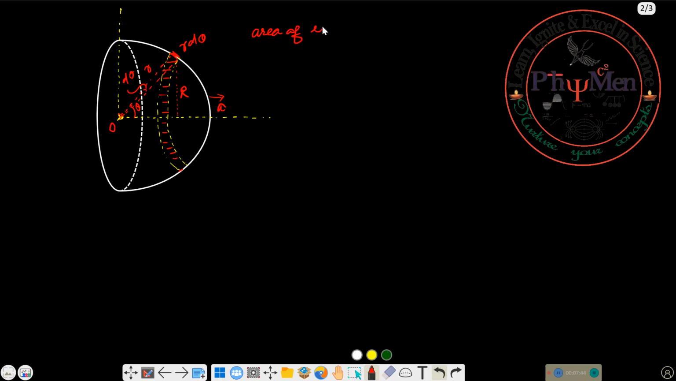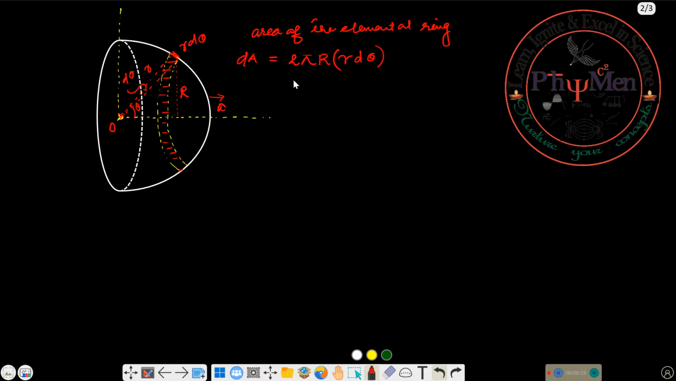Area of the elemental ring. This is a small ring, let it be dA, and this dA is equal to length into width. So 2 pi r is the length of this particular elemental ring, into dr, meaning the width is r d theta. So we can write here r d theta.